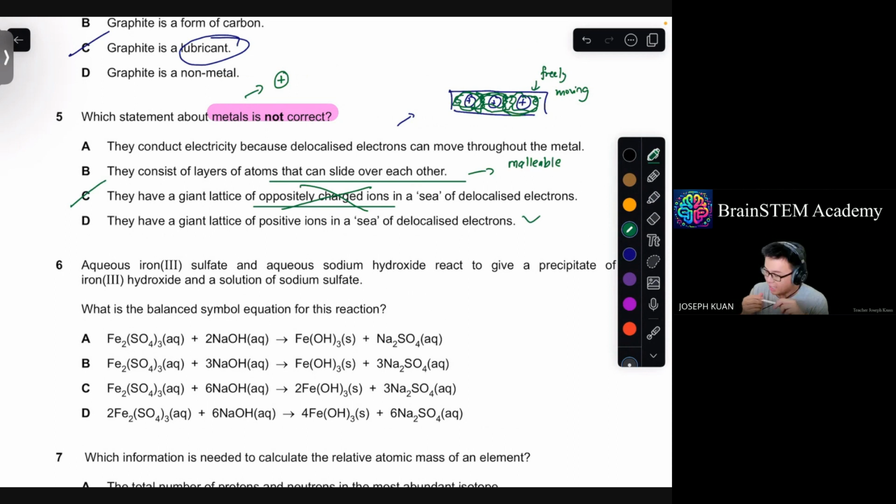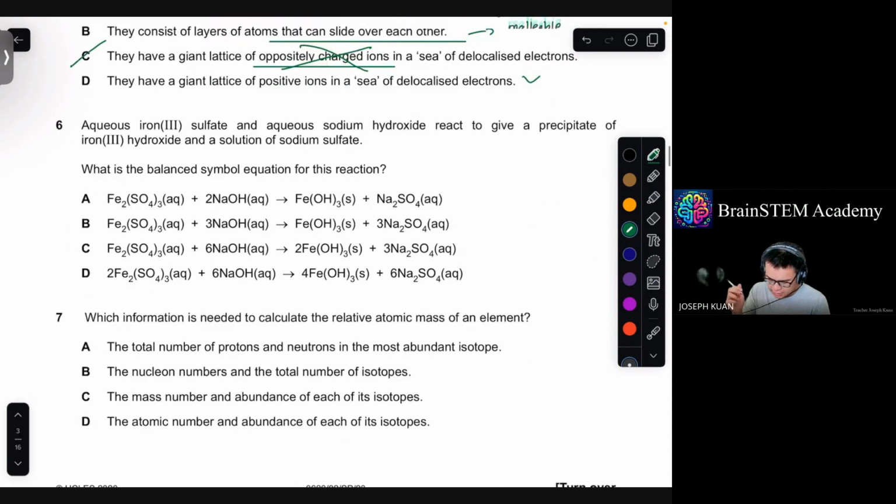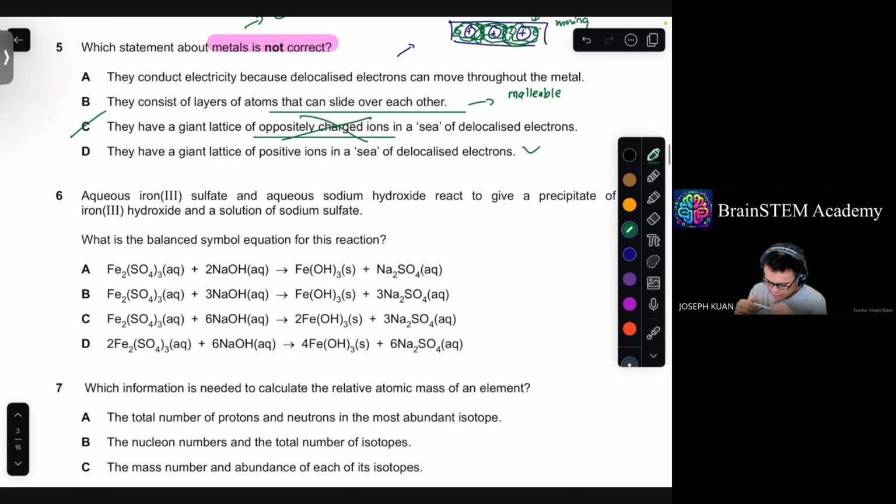Right? So the answer is indeed C. Moving on to question number 6. Aqueous iron(III) sulfate and aqueous sodium hydroxide react to give a precipitate of iron(III) hydroxide and a solution of sodium sulfate. What is the balanced symbol equation for this reaction?